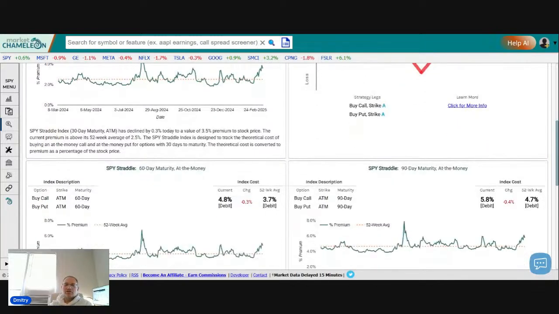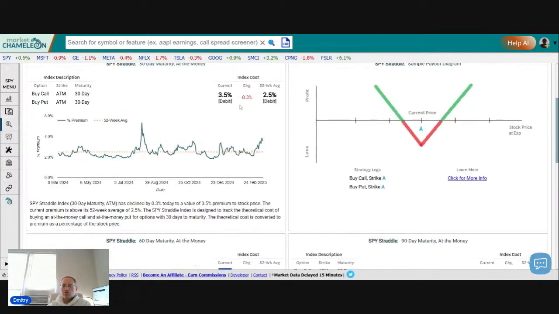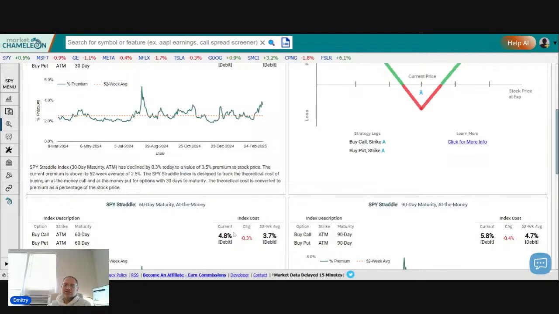And now we have a 60-day maturity option. Same idea here, except we're going to 60 days instead of 30 days. And how does that look? Is it also on the high end? Is it above the average? Did it move up or down on the previous day? So here we could see that on the 60-day maturity, we are at 4.8%. So just comparing it between the 30-day and 60-day, we see that we're adding another 1.3% cost to that straddle.